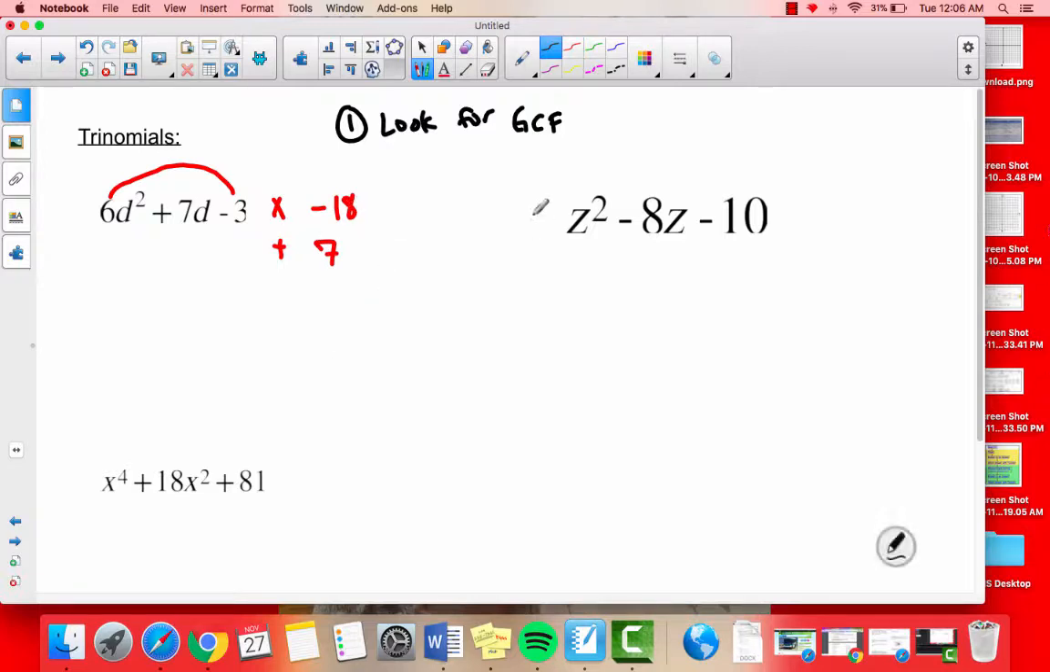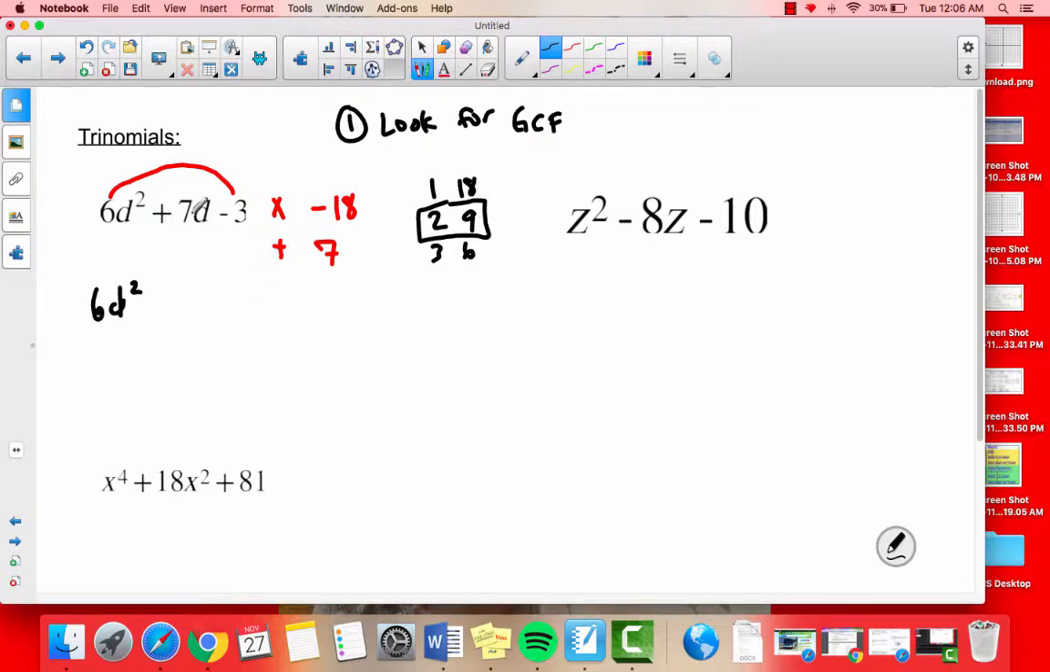Well, my factors of 18 are 1 and 18. They're 2 and 9, 3 and 6. So which of these factors is going to get me a 7 out of it? Well, that would be the 2 and the 9. So now what I can go ahead and do is I can rewrite this with the 2 and the 9 as my middle terms. So I'm going to have 6d squared.